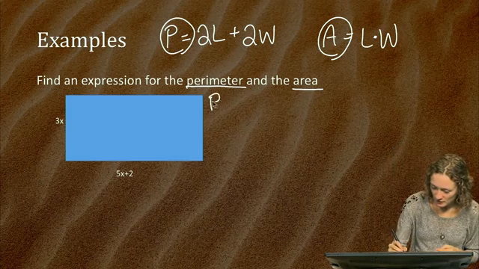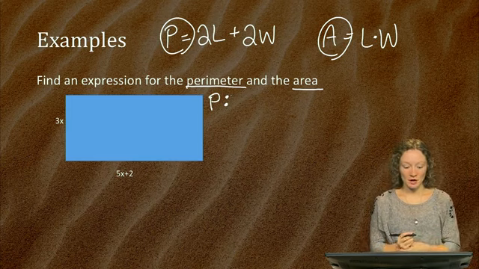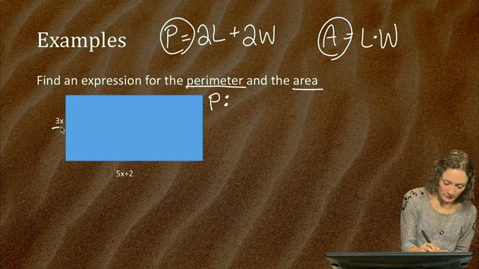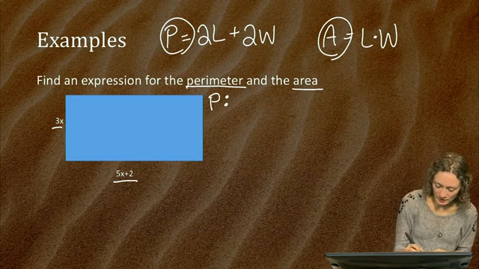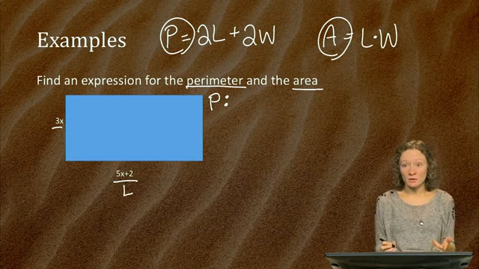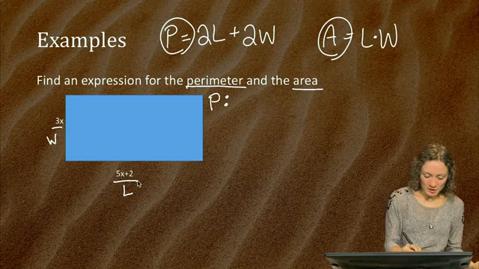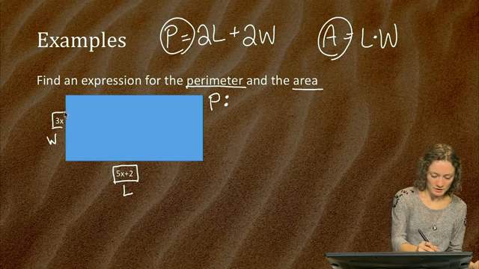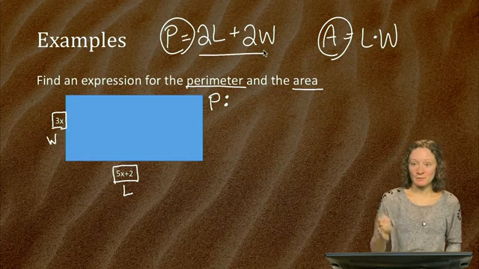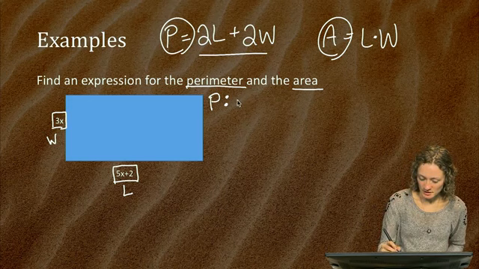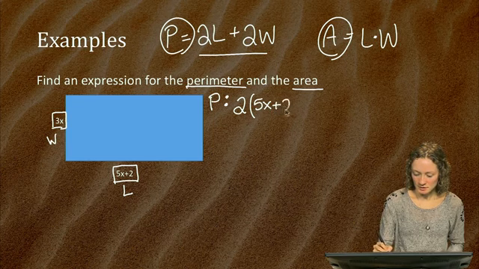So let's start with the perimeter. In order to get this expression, we need to know what L and W are. And from this picture, we have a length and a width. Like I said, you can label either one as length and width. Typically, people label the longer one L and the shorter one W, but it doesn't make a difference. So if we know what the length is and what the width is, we can take those two expressions, plug them into the formula, and get our perimeter expression. So we have 2 times our length, which is 5x plus 2.